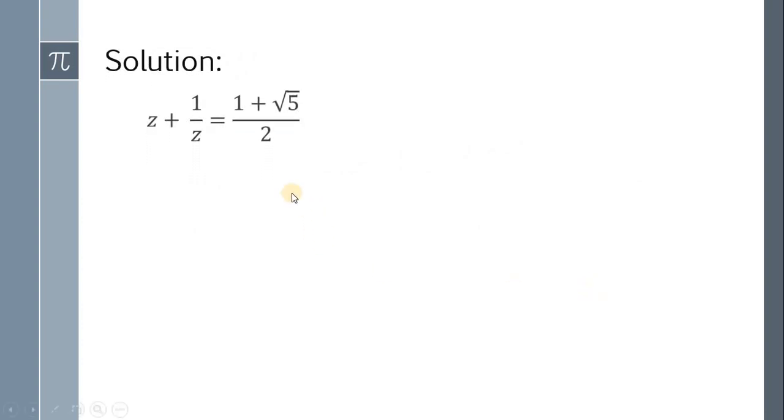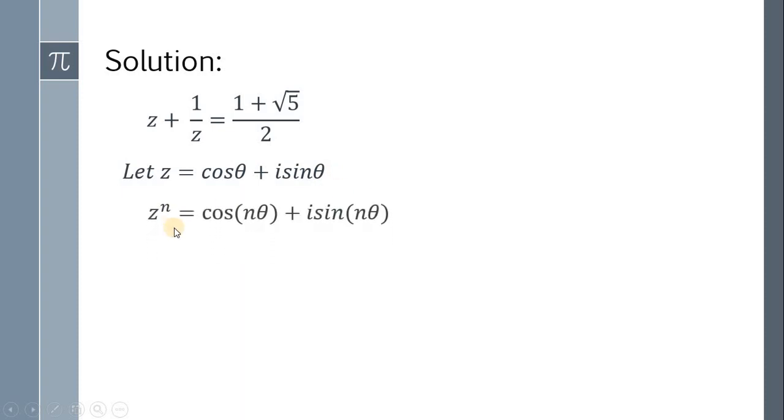Now, given that z plus 1 over z is equal to (1 plus square root of 5) over 2. Now, let z is equal to cosine theta plus i multiplied by sine theta. It follows that z raised to n is equal to cosine of n times theta plus i multiplied by sine of n times theta. Now, z raised to negative n is equal to cosine of negative n times theta plus i sine of negative n times theta.